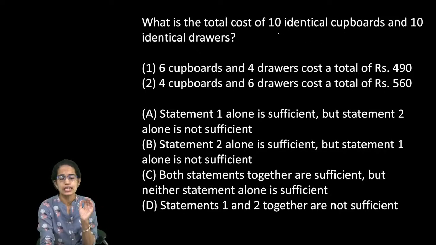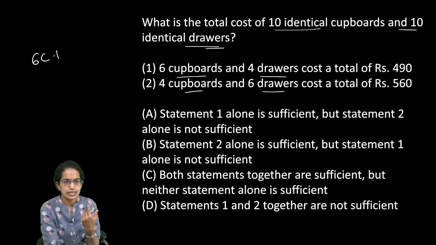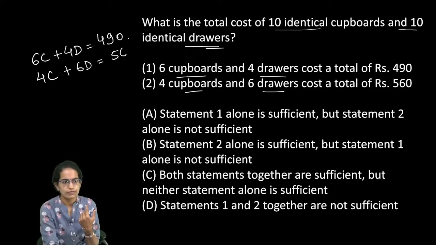The question says the total cost of 10 identical cupboards and 10 identical drawers needs to be calculated. For me, there are two statements which are given. One is the cost for 6 cupboards and 4 drawers, and the other is 4 cupboards and 6 drawers. So let me do it as 6C plus 4D is equal to 490. That's my first equation. The second equation is 4C plus 6D is equal to 560.